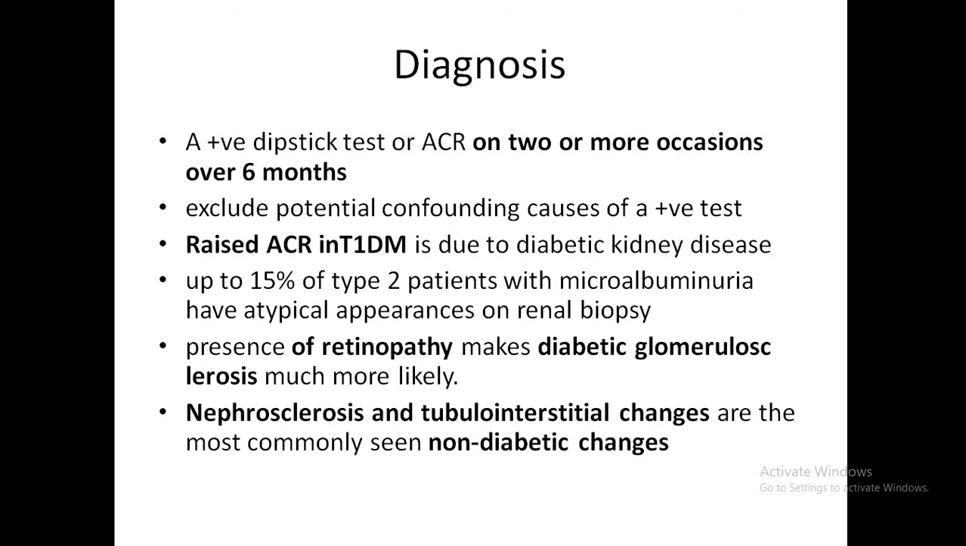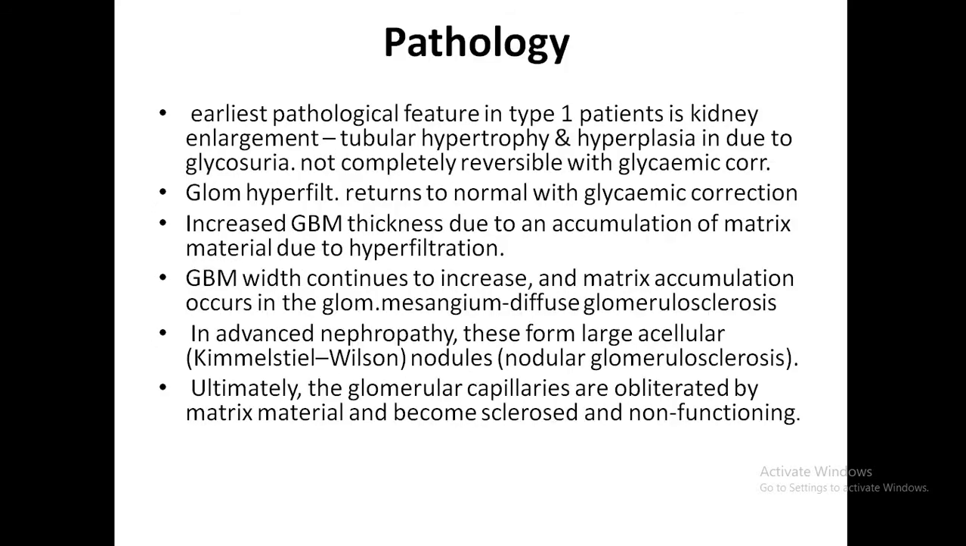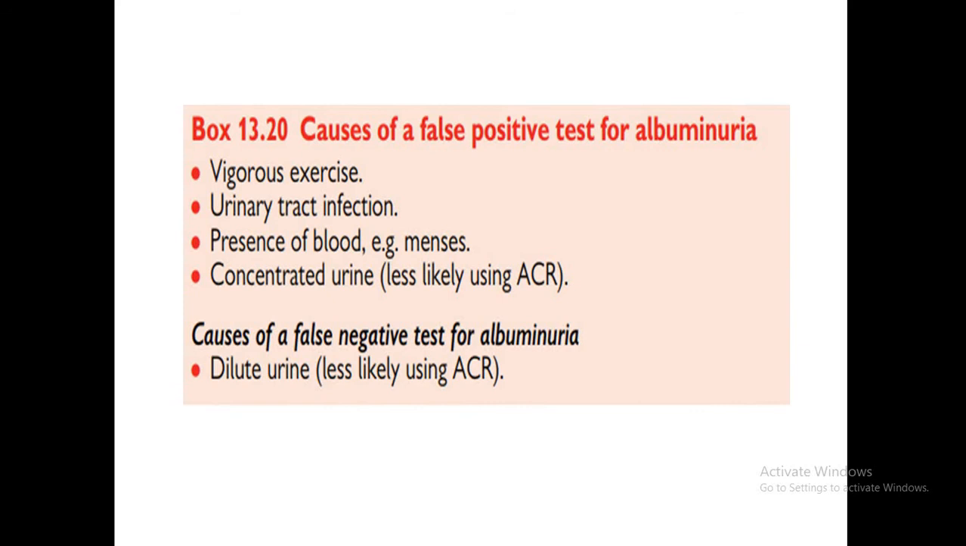Diagnosis: a dipstick positive for protein or ACR, the albumin creatinine ratio, on 2 or more occasions over 6 months. A positive dipstick or a positive ACR on 2 or more occasions over 6 months. You need to exclude confounding causes. The confounding causes are here.